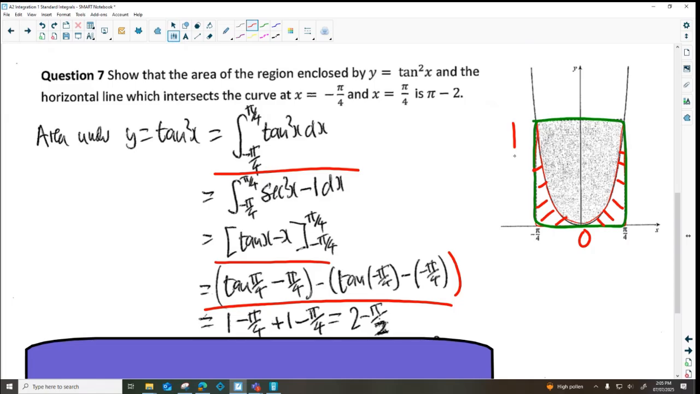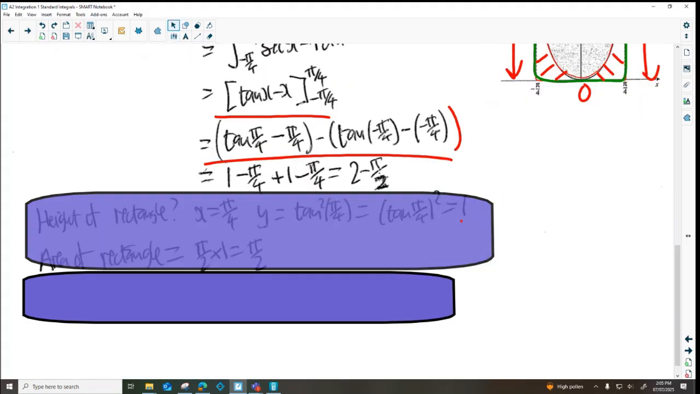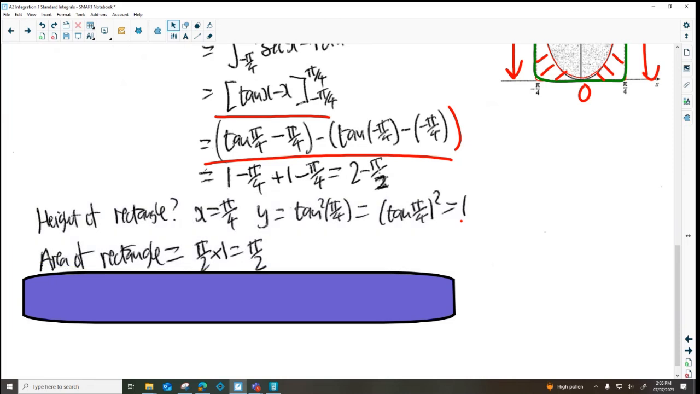The height is given by the y value when x is either pi over 4 or minus pi over 4. It's symmetrical, so I can choose either point. So I'm just going to choose pi over 4 because it's easier. So the height of the rectangle is when x is pi over 4, y is tan squared of pi over 4, which means tan of pi over 4 in brackets squared, which your calculator will happily tell you is 1 squared and therefore 1. So because the base of the rectangle has got width pi over 2, the area of the rectangle is pi over 2 times 1, which is just pi over 2.